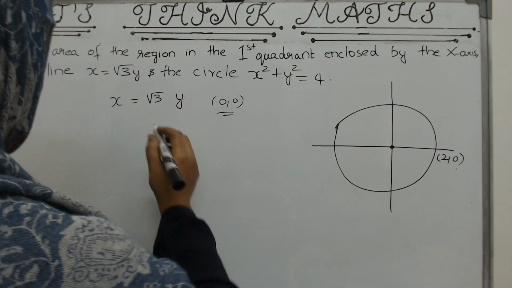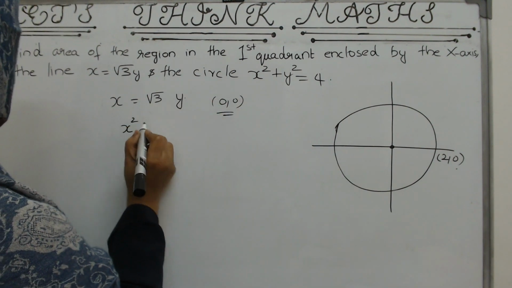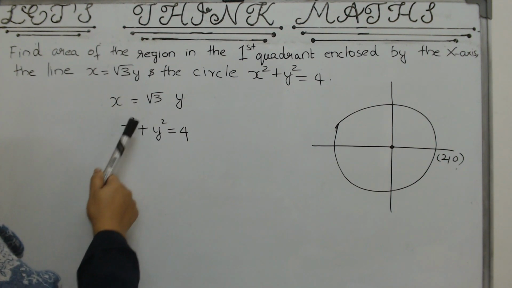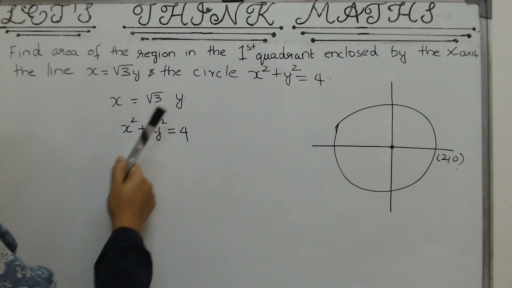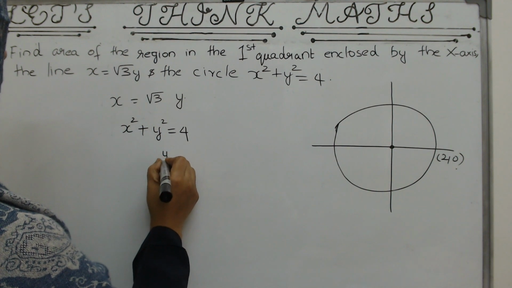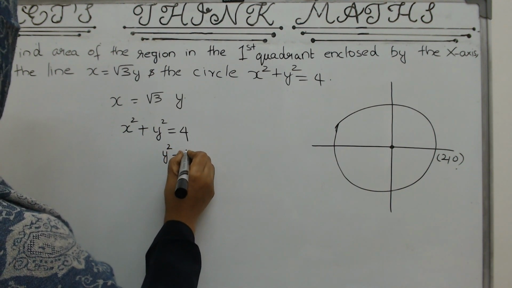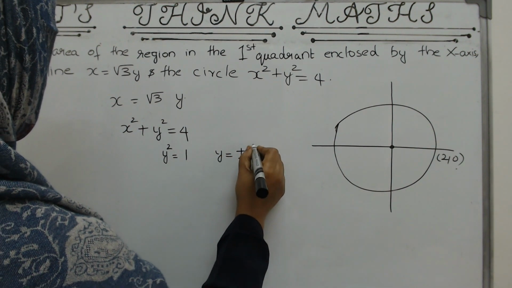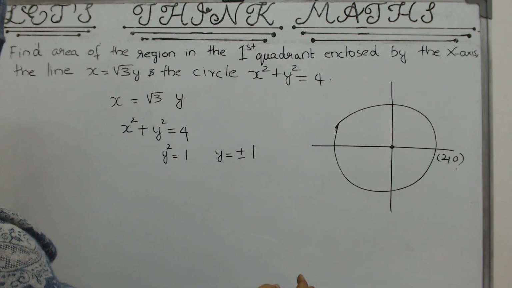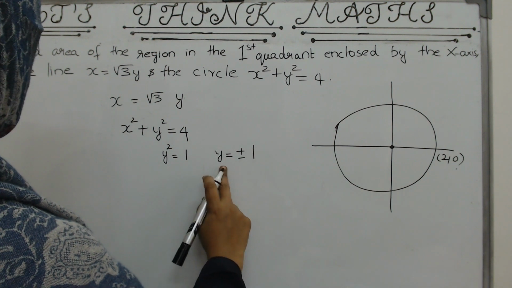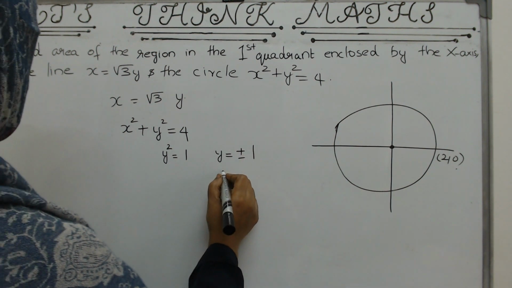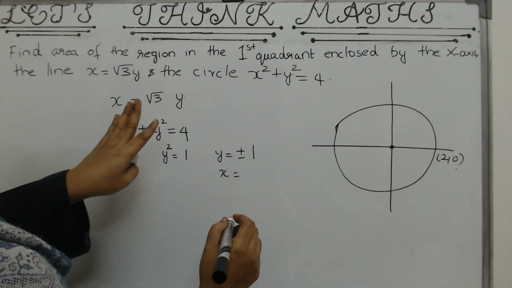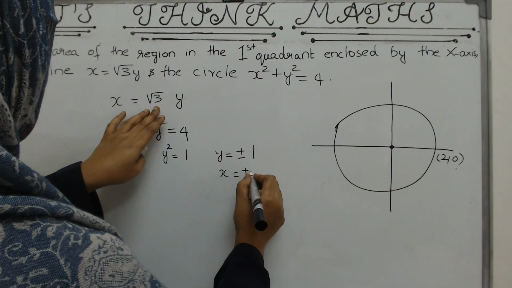For that, we have to solve these two equations. X square plus y square is equal to 4. And instead of x square, you can put 3y square. That means you will get 4y square is equal to 4. That means y square is equal to 1. Remember what I told you? There is always a plus and minus option. So y is equal to plus or minus 1. And depending on that, x will also have two values, plus or minus root 3.